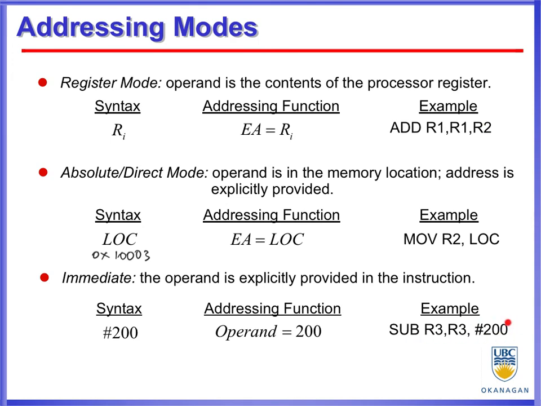And in this one, another set of bits will hold the actual binary number 200. Okay? So that's what we mean by immediate.